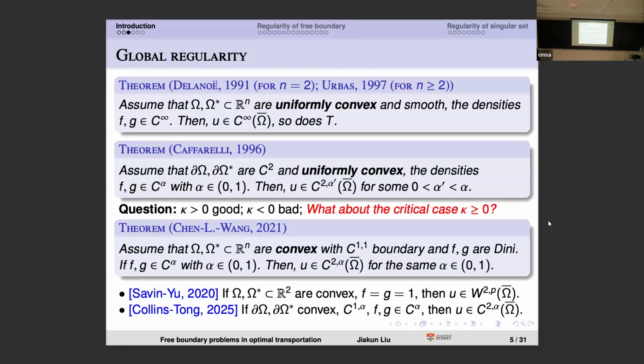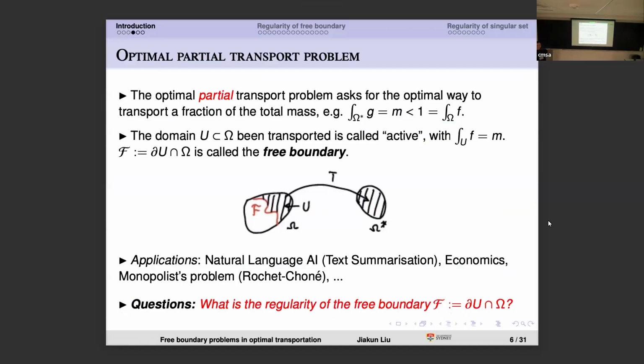And last year, a very nice result by Collins and Tone, the organizers. They reduce the regularity for the boundary. They only assume the boundary is C^{1,α}. Then if the density function is C^α, they have the global Schauder estimate as well. Then after that, you can go higher and higher. So it's pretty nice. All right, so that's a very brief introduction about optimal transport.